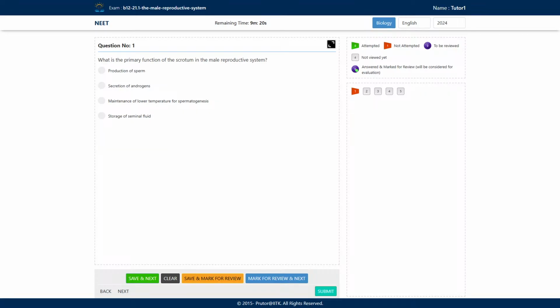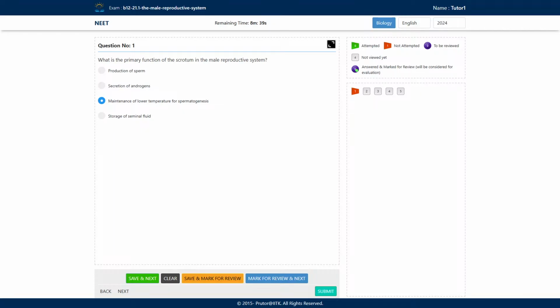So what are the options here? A is production of sperms. B is secretion of androgen. C is maintenance of lower temperature for spermatogenesis. And D is storage of the seminal fluid. So what will be the answer? The correct answer here will be maintenance of lower temperature for the spermatogenesis, means option C is the correct answer.